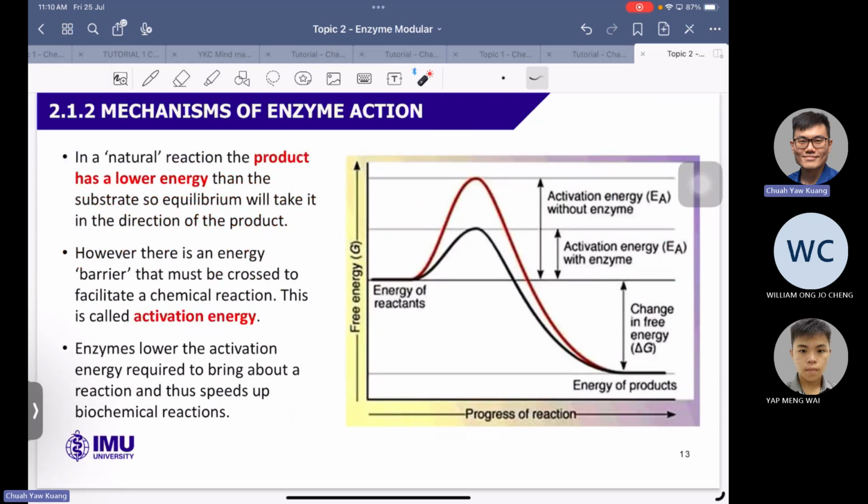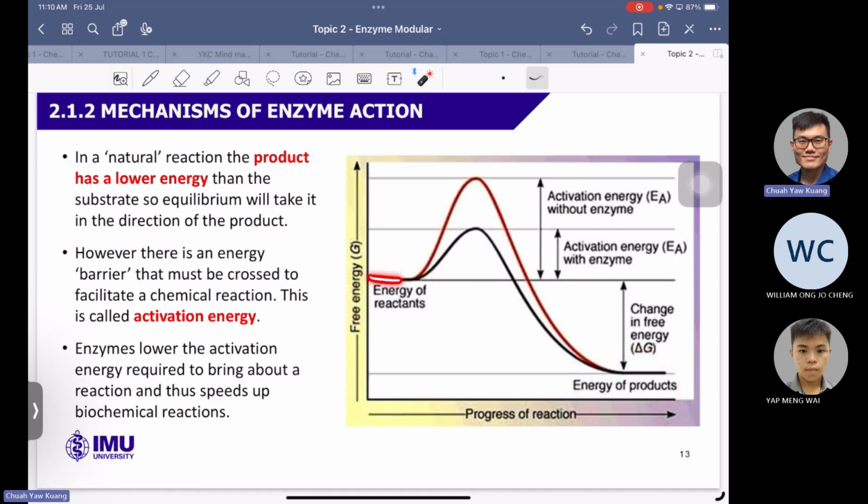Now the last part of the mechanism of action: how the enzyme actually works. First thing first, enzymes don't get involved in the reaction itself. Then how can the enzyme speed up the rate of reaction? The key is that they lower the activation energy. In nature, the reactant will always have higher energy than the product.